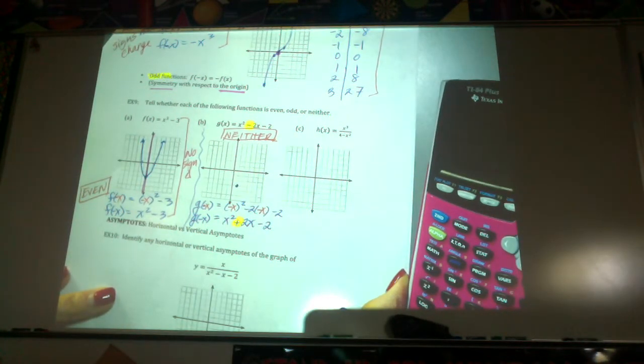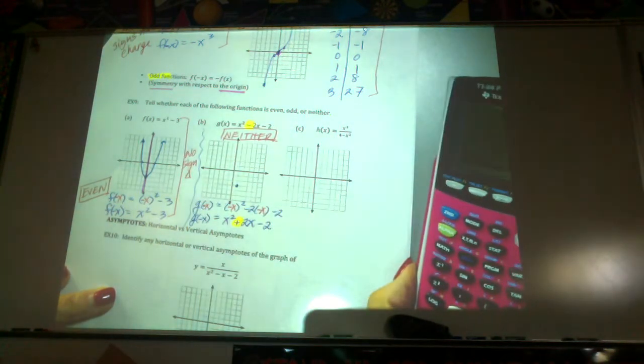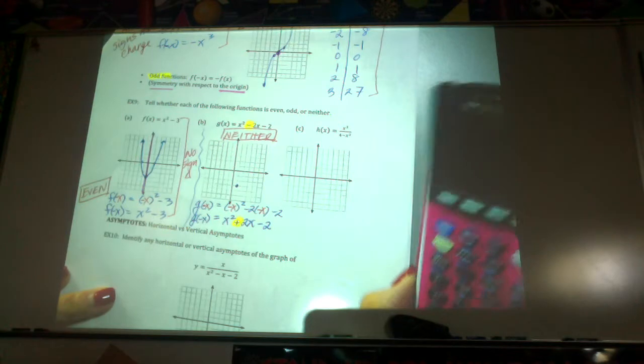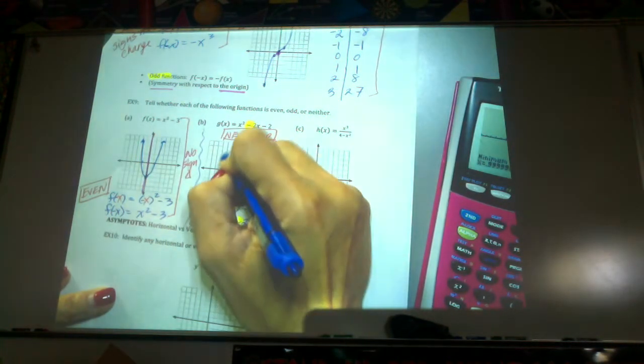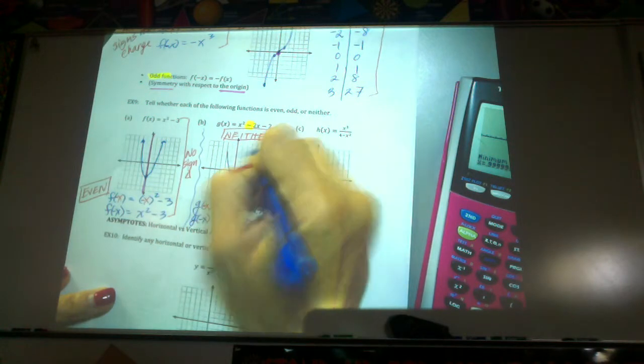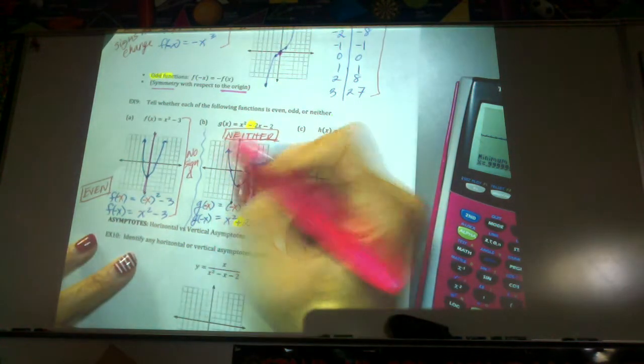And the intercepts appear to be at 1 and 3. No. Yes. -1 and 3. Where's the axis of symmetry on this? X equals 1.